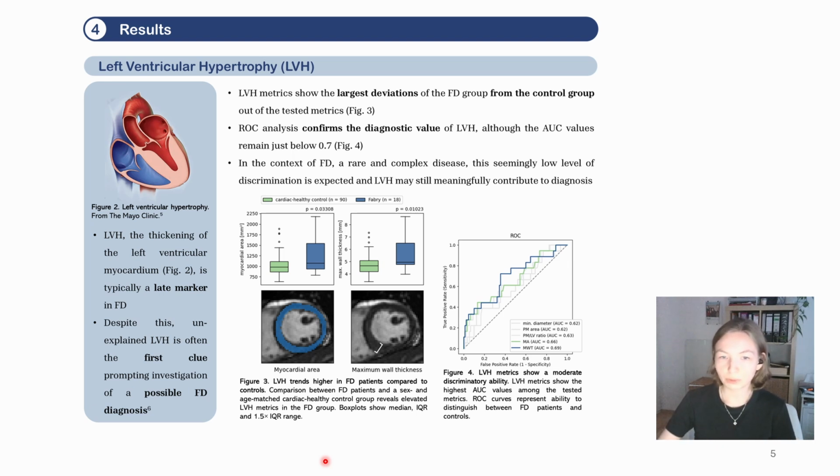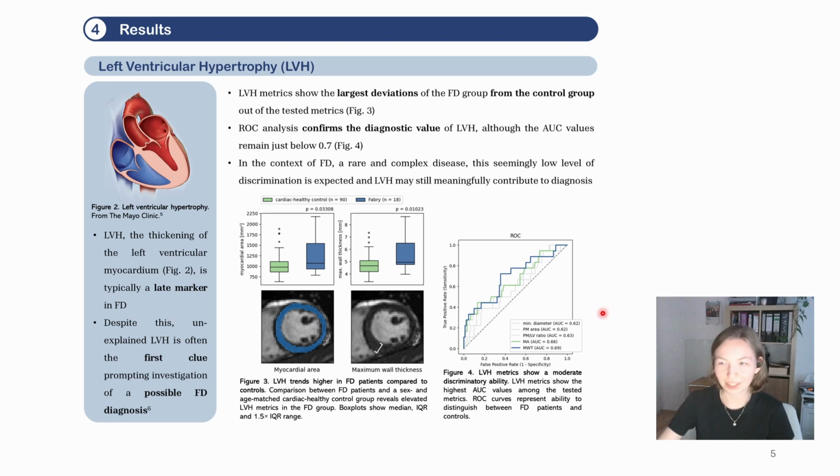So first of all, we are comparing the Fabry disease left ventricular hypertrophy metrics with a cardiac healthy control. And as you can see, there's definitely a considerable difference between them. Depending on how you try to correct it, it may or may not be significant. I would say it's kind of around the edge of significance.